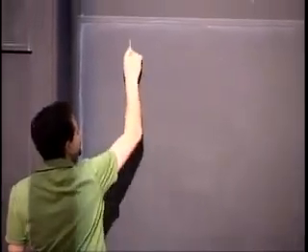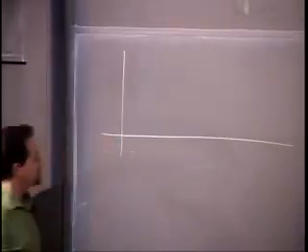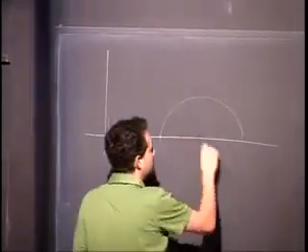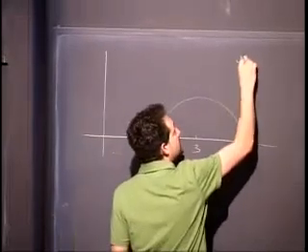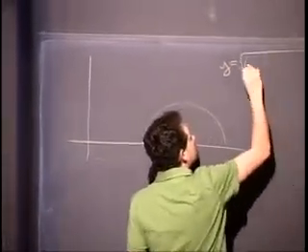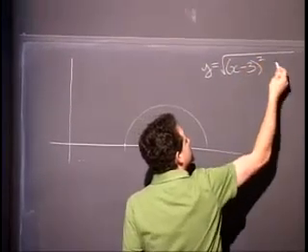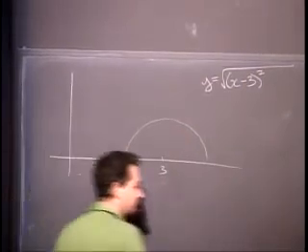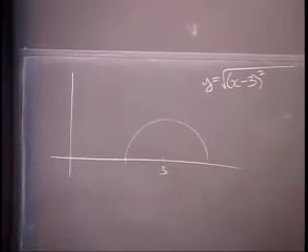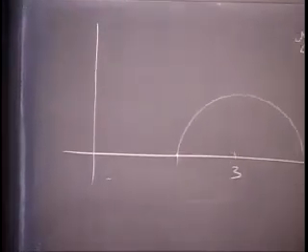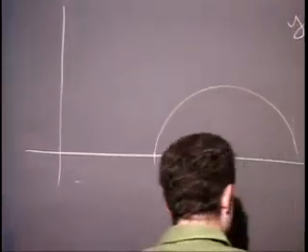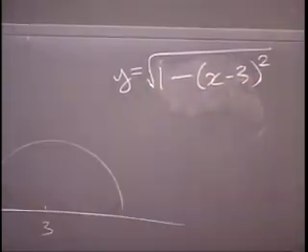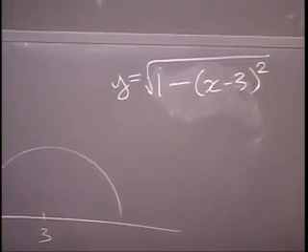Just to motivate what we're going to do, I want to take some function for definiteness. I'm going to take a semicircle centered at (3, 0), and it has equation y equals the square root of 1 minus (x minus 3) all squared. So this is the upper half of the circle, radius 1.